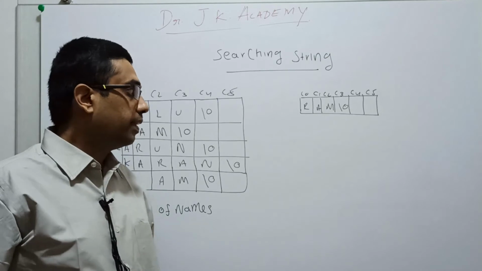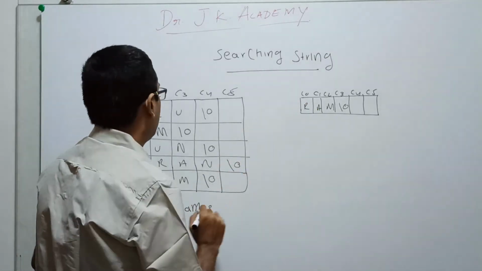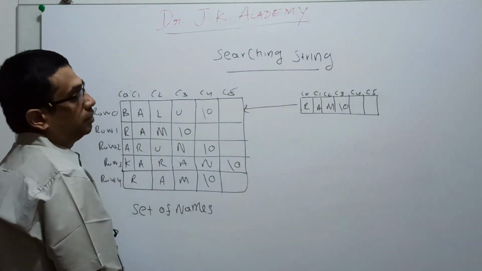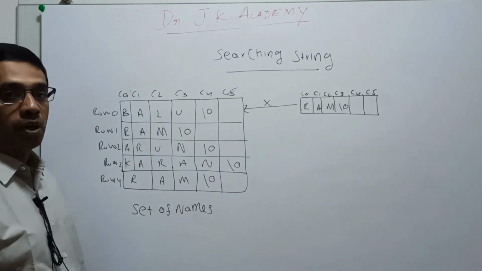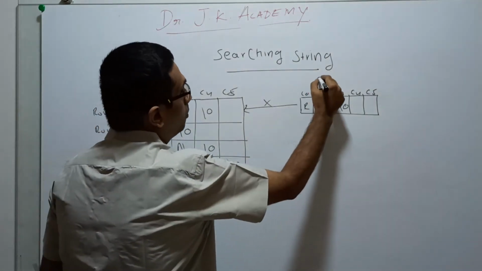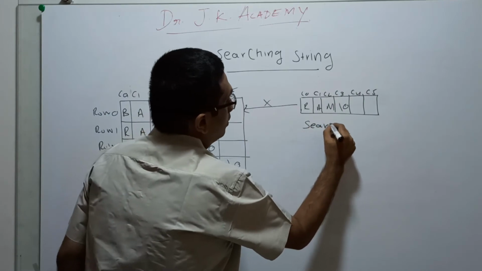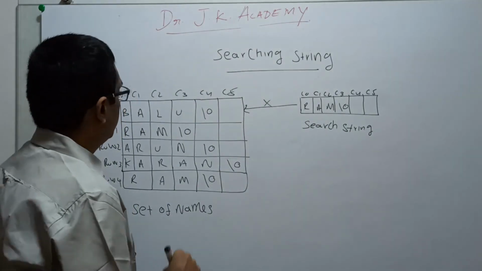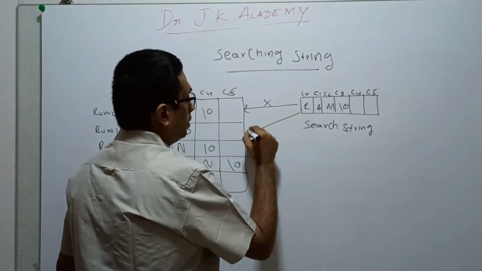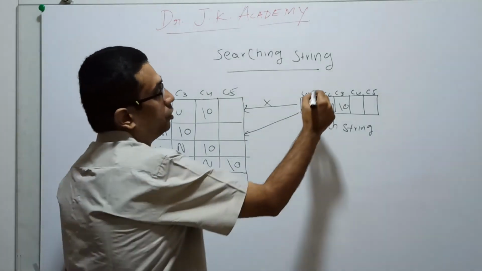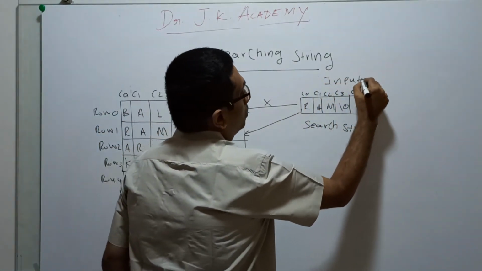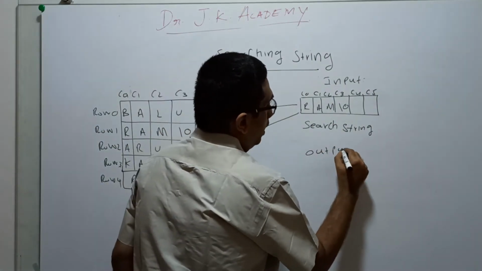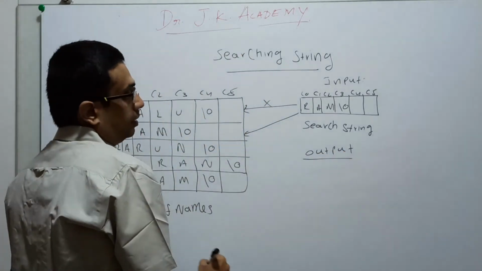That is desirable. What I am doing is comparing. I am taking the search string and comparing it with row 0. Ram, I am comparing with Balu. So no match, absolutely no problem. Next I am comparing this search string with this input, row 1. Row 1 match occurs. Then I have to print in my output the string.